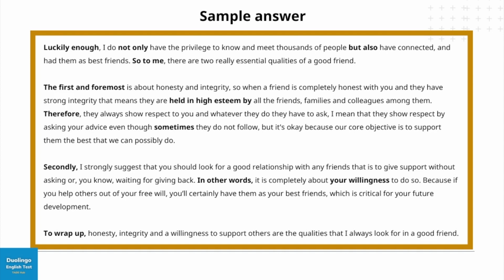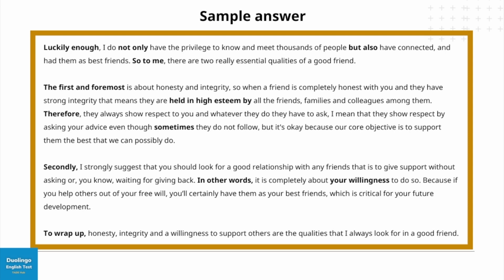Luckily enough, I not only have the privilege to know and meet thousands of people but have also connected with them and had them as best friends. So to me, there are two really essential qualities of a good friend. The first and foremost is honesty and integrity. When a friend is completely honest with you and has strong integrity, that means they are held in high esteem by all their friends, families and colleagues.